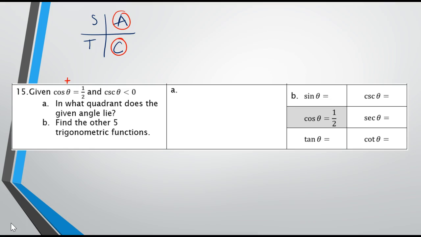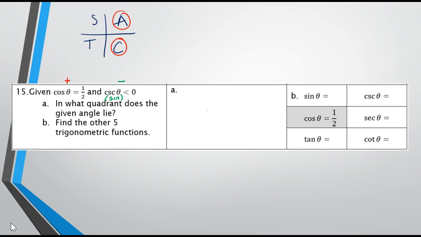Now we need to figure out where cosecant is negative, because that's what this less than 0 is talking about. So first I need to think, where would cosecant be positive? And I think it's a little bit easier, instead of thinking about it as cosecant, to think about its reciprocal, which is sine. So let's think about, where is sine positive?